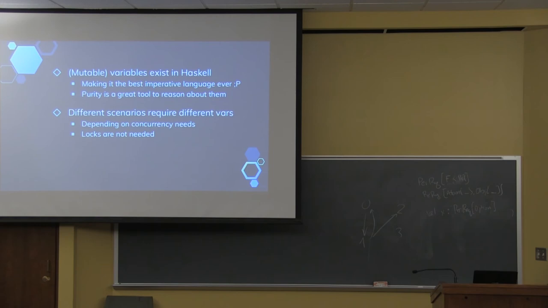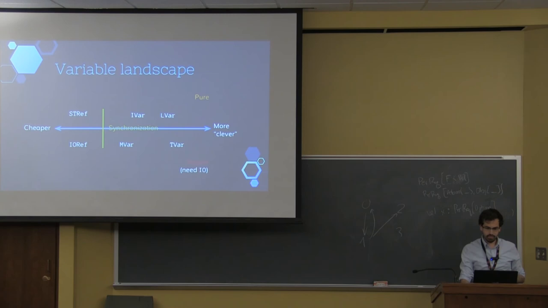And the other takeaway from this talk should be that different scenarios in Haskell require different kinds of variables, depending on the concurrency needs. And also depending on whether you want to manage locks. So in most Haskell code bases, you don't really need locks. You don't need semaphores. All of this is usually taken care of by a higher level interface. And again, this is the same variable landscape.